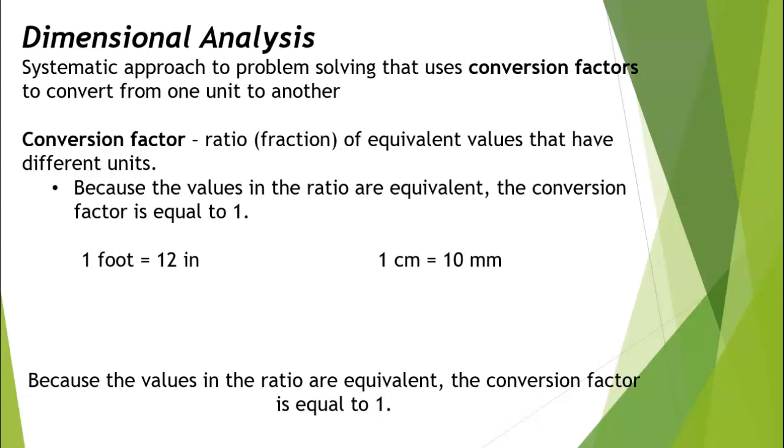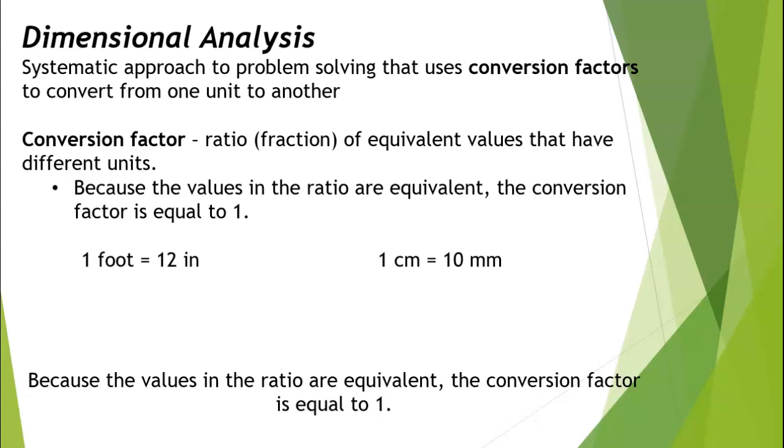A conversion factor is just a ratio of equivalent values that have different units from one another. And a ratio is the same thing as a fraction. But the thing that's special about a conversion factor is that because the values we are putting in our fraction or ratio are equivalent, the conversion factor is actually equal to 1. And so we can multiply anything by 1 and get the same thing in the end. So by using this method, we can keep the same value on something while changing the units.